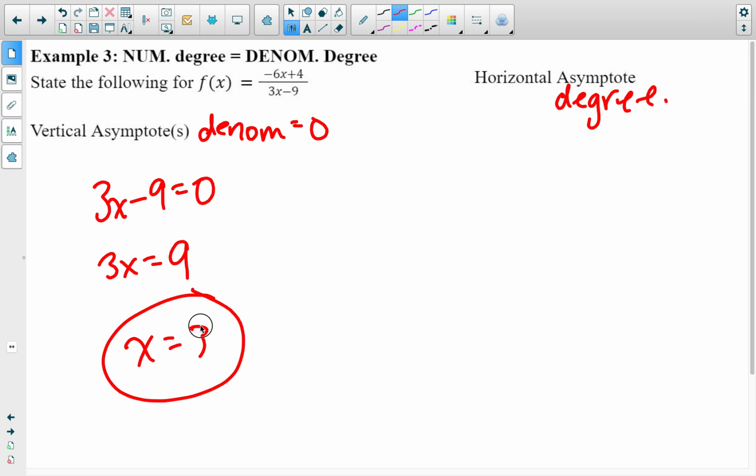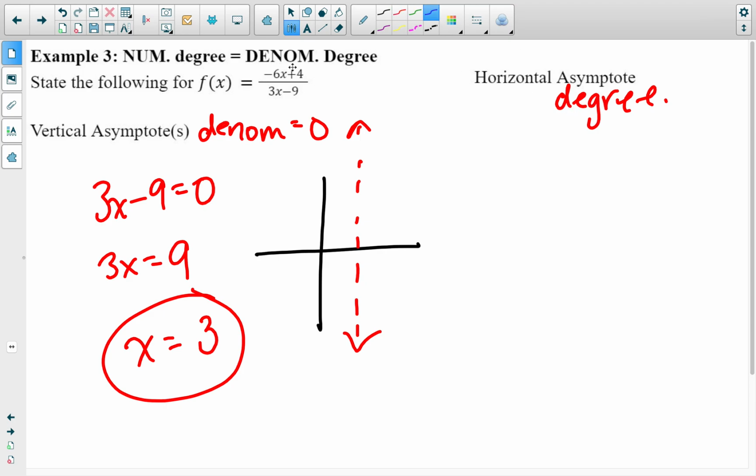You need the x equals there because otherwise we don't know whether it's a vertical or a horizontal line. You need the x equals 3, meaning if we were looking at this graph, we would have a vertical asymptote around here. X equals 3.